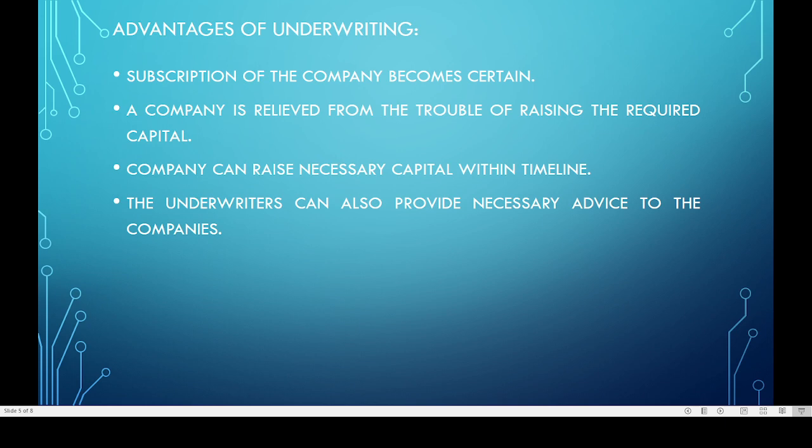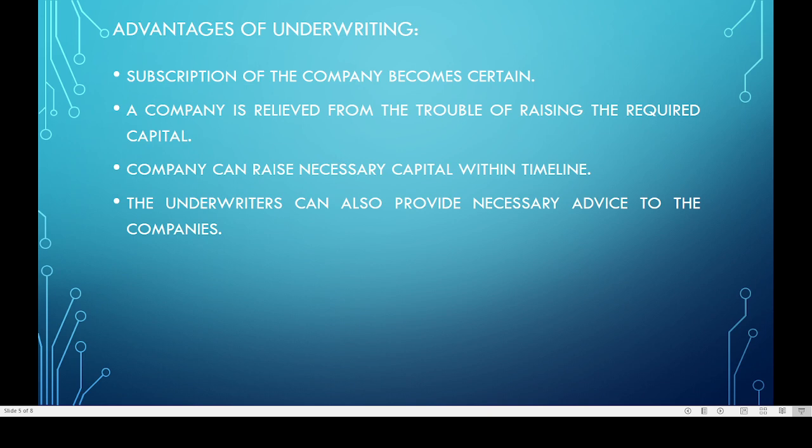Next, the company can raise the necessary capital within the time period because there is no chance of delay. When you enter the agreement with the underwriter, you clearly tell them that the work has to be completed within so and so time, that you require so much capital before this particular period. So the underwriter knows when they have to complete their work, and there is no chance of delay in acquiring the fund.